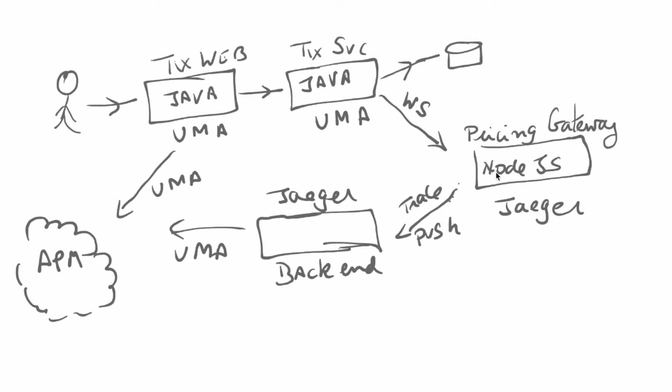The traces from the Node.js app instrumented with Jaeger clients are pushed to the Jaeger backend, and UMA, the Universal Monitoring Agent, collects all the traces, both the Java traces as well as the Jaeger client traces from the Jaeger backend, and pushes them to the APM server. And on the APM server side, the APM backend then stitches these traces, providing you full end-to-end visibility.